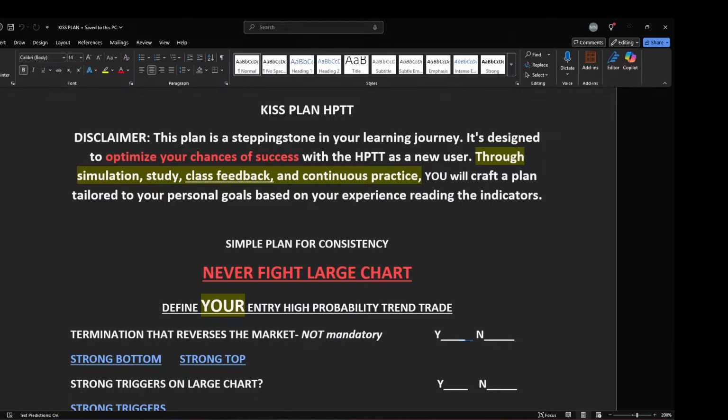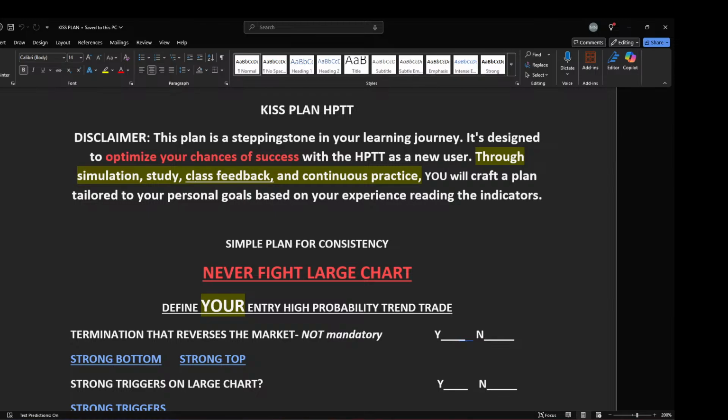This plan is a stepping stone in your learning journey. The high probability trend trade is not your only trade. It's your first trade. The high probability trend trade probably isn't your get rich trade. It's the one that allows you to see your get rich trade because it teaches you to read the indicators. So this particular plan is designed to optimize your chances of success. What does that mean? That means that this is the most effective way to take a high probability trend trade that Nexgen could ever come up with.